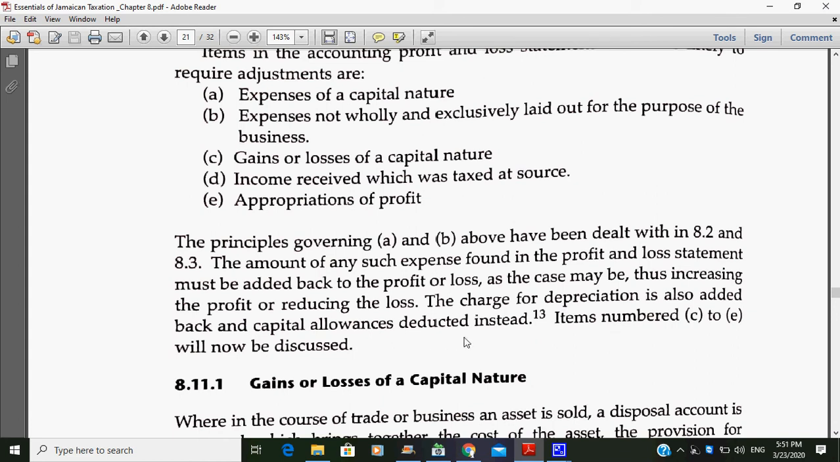Good. Items numbered C to E will be discussed as we go further. At this moment, if I were you, I would pause the video and write this down. Thank you very much. This is how you're going to adjust the accounting profit. If you look at your course outline, you will see a case where you have to adjust profit for the sole trader. We are looking at that at this time. All right, adjusted profit for the sole trader.